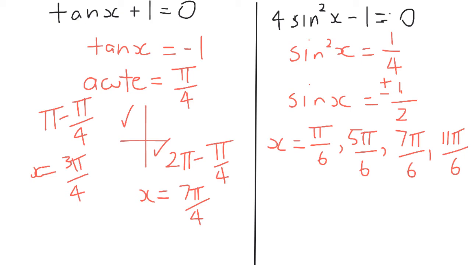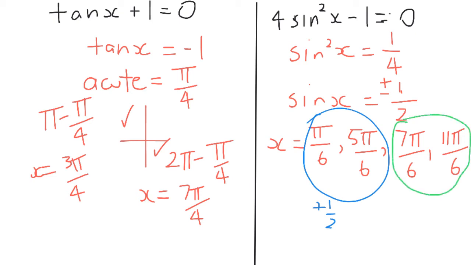So we've got 4 answers. And of course, these first two are what give us positive 1/2, and our two solutions here are what give us negative 1/2. But all 4 of those are equally valid solutions. So we've got 2 values that give us 1/2 and 2 values that give us negative 1/2. But because we've taken the square root, all 4 of those are on the table there.